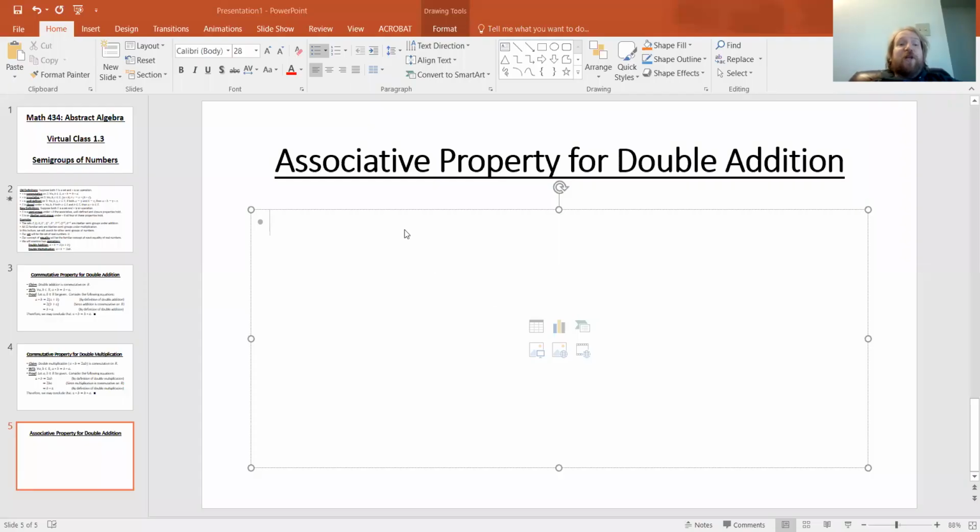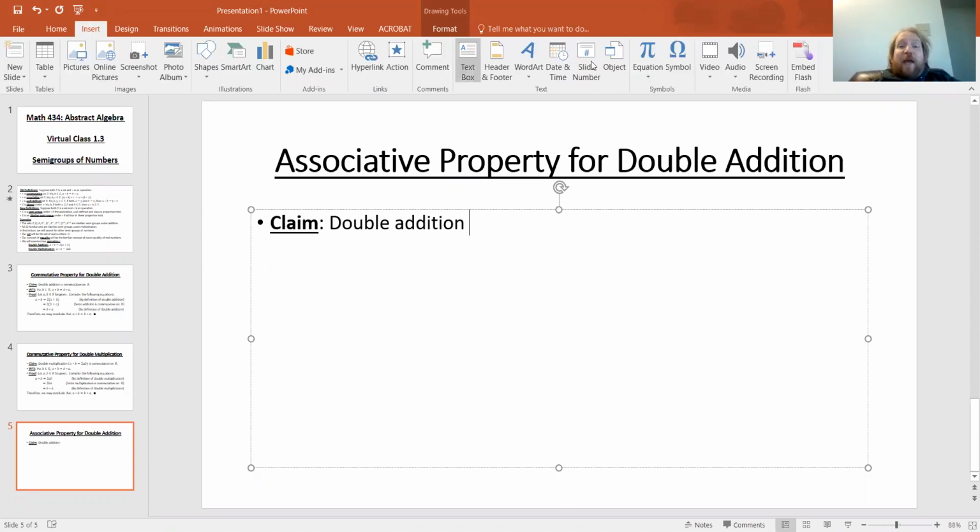Hello, abstract algebra students. Now we will talk about double addition and double multiplication, but we will look at the associative properties. In this screencast, we will prove that double addition is not associative on R. Now that's a little bit surprising because double addition was commutative, but as it turns out, double addition is not associative on R.